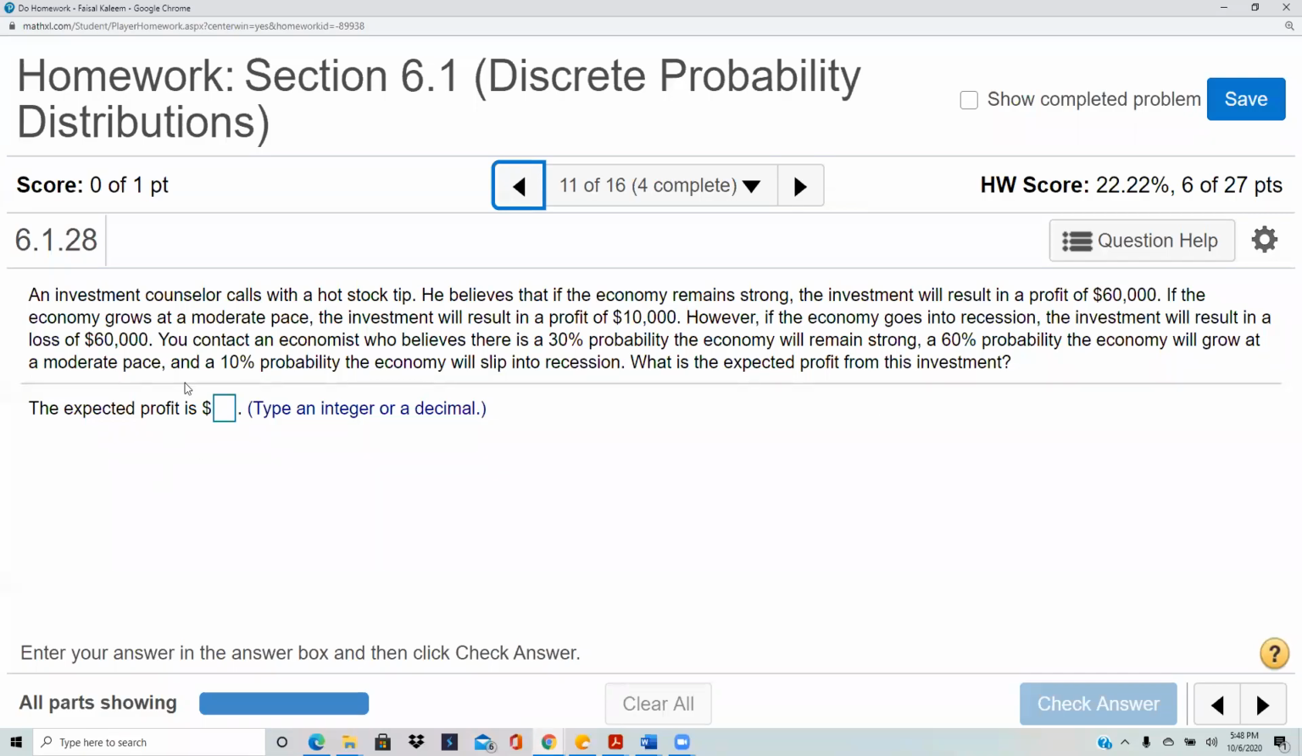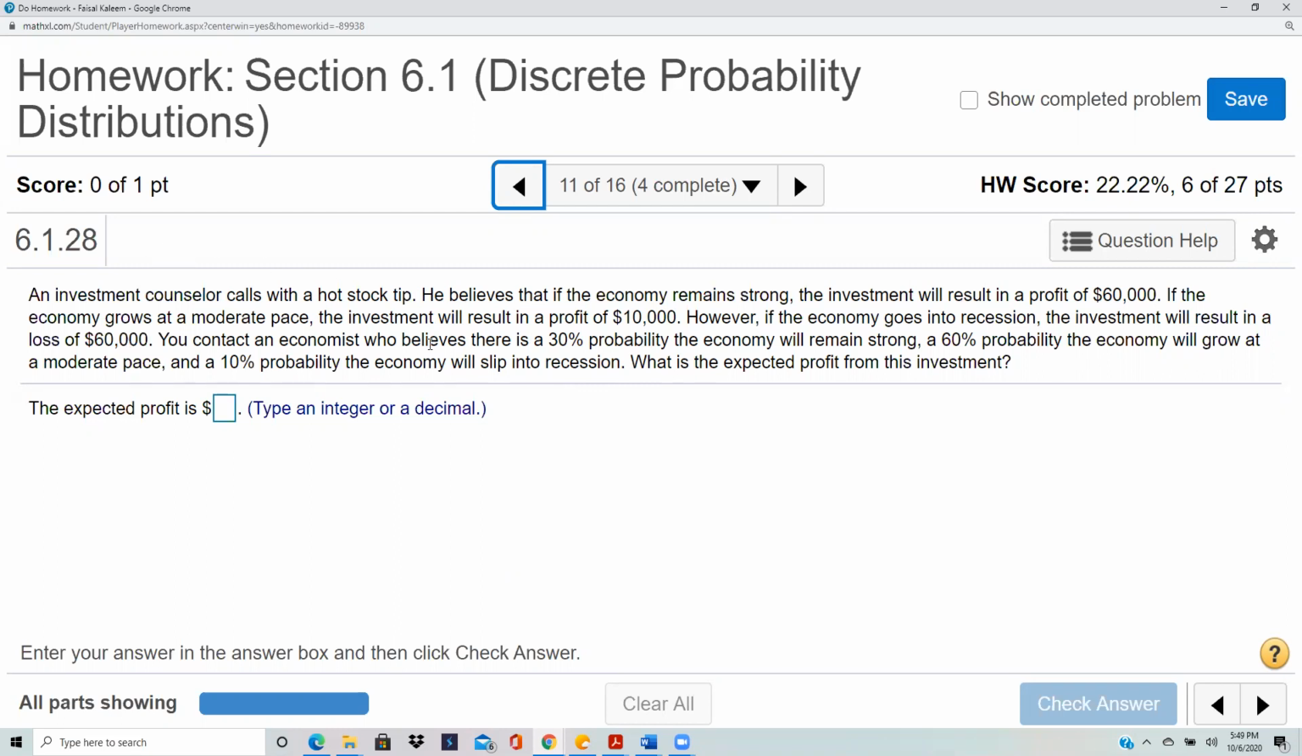An investment counselor calls with a hot stock tip. He believes that if the economy is strong, the investment will result in profit of 60,000. If the economy is moderate, the investment will result in profit of 10,000. However, if the economy goes into recession, the investment will give a loss of 60,000.